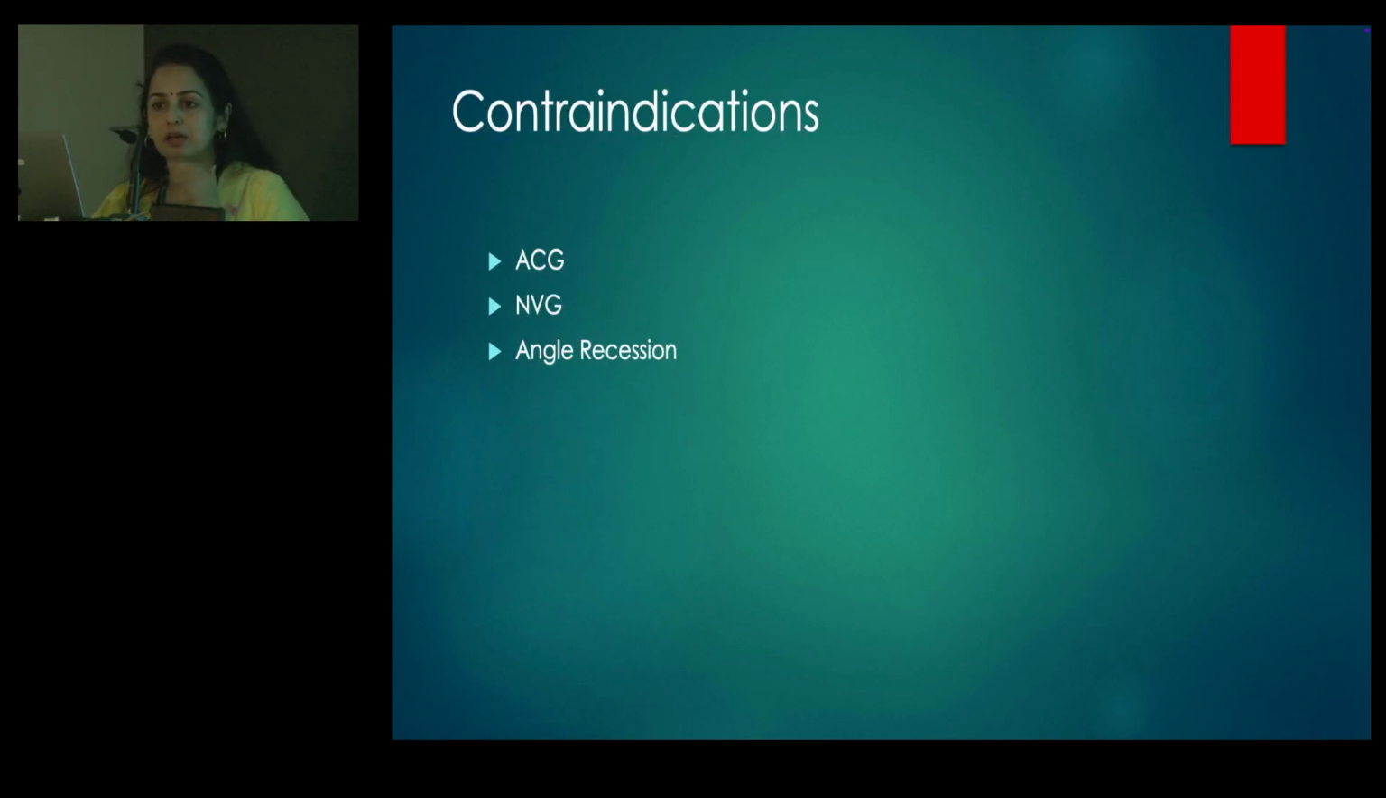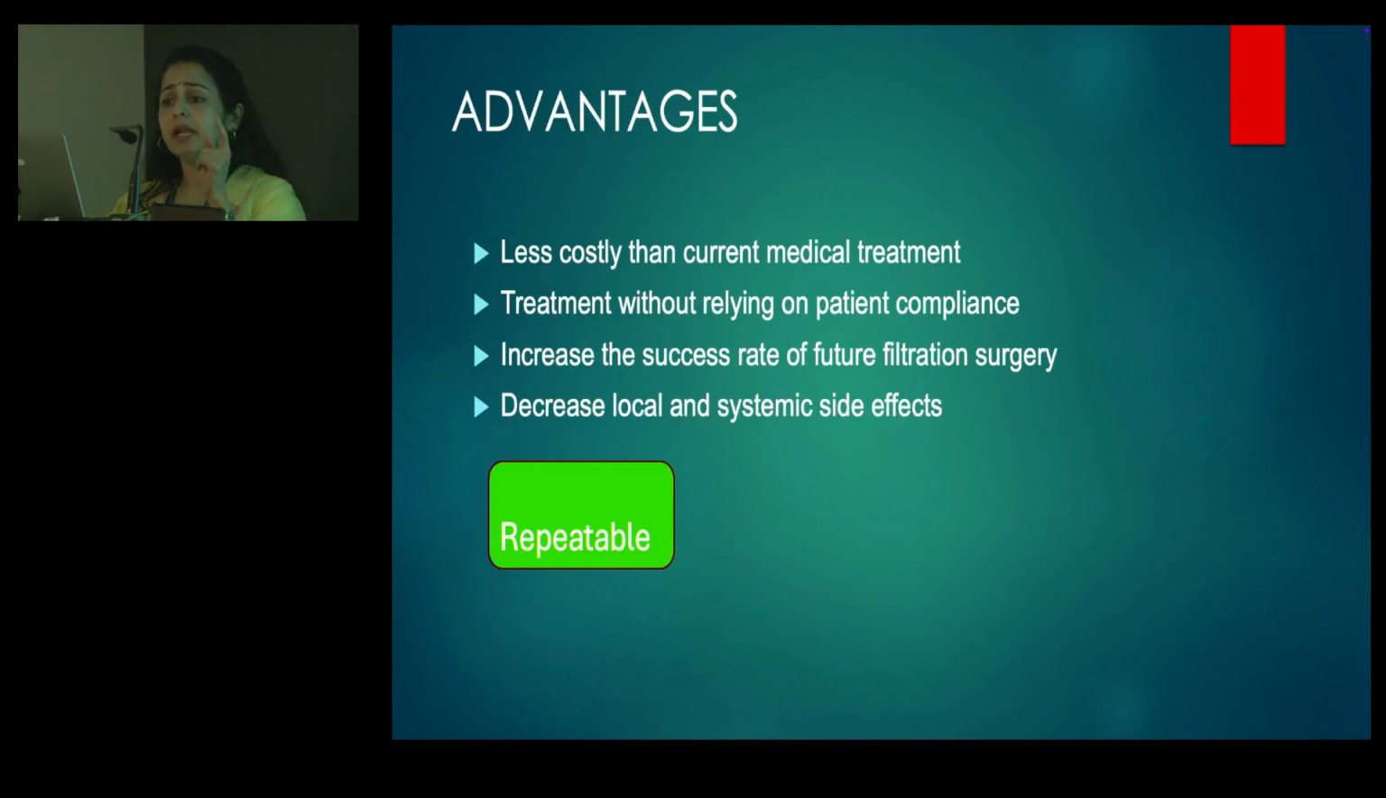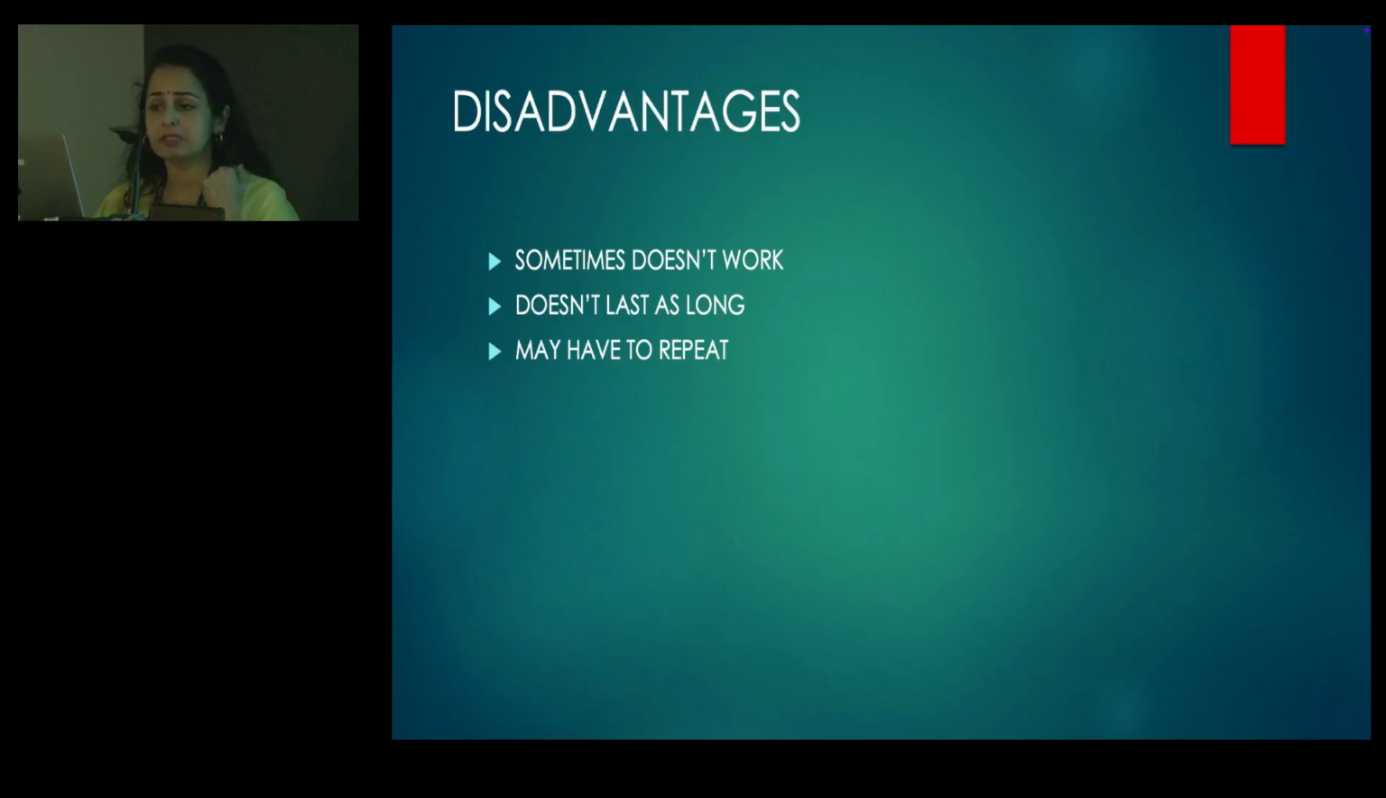In my experience, SLT is very, very useful in your treatment of primary open angle glaucoma. Don't use it in narrow angles, like NVG, angle recession also, don't use it. And the most important advantage is that it is repeatable. You can do it again and again, and it's less costly and patient compliance is better.